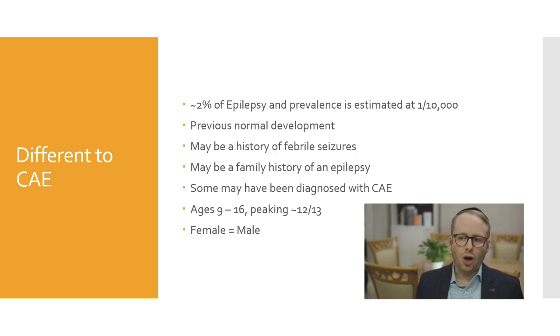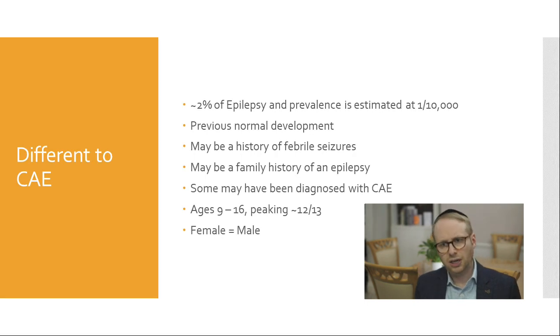The peak ages are about 12 or 13, but the age range can span a bracket of 9 to 16. And so there's an overlap in age with childhood absence epilepsy, which can make the diagnosis tricky. Interestingly as well, the ratio of girls to boys, females to males who develop this is about the same, and that's different to childhood absence epilepsy and also to juvenile myoclonic epilepsy, where there is actually a female preponderance. And so in terms of the genetics, this is already telling us that there is something a little bit different going on over here.